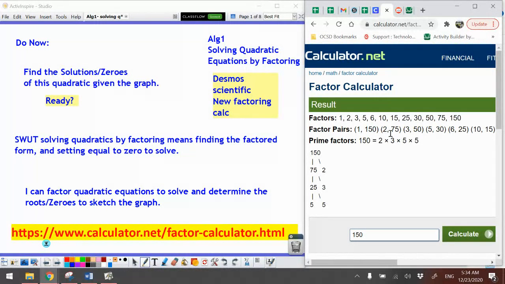It's not the best vertical view, but it is one that will work for us. So 1 and 150, 2 and 75, 3 and 50, 5 and 30, 6 and 25, 10 and 15. It also gives us the prime factors with a prime factor tree.